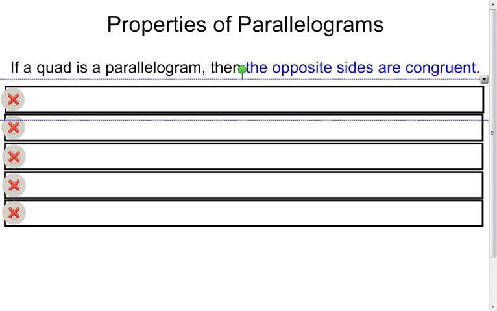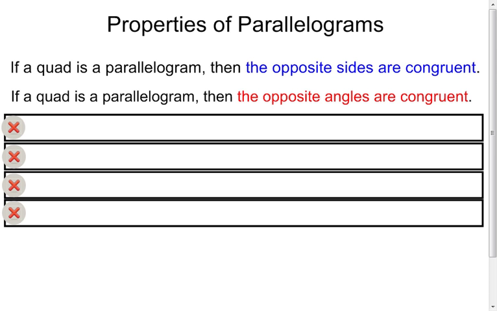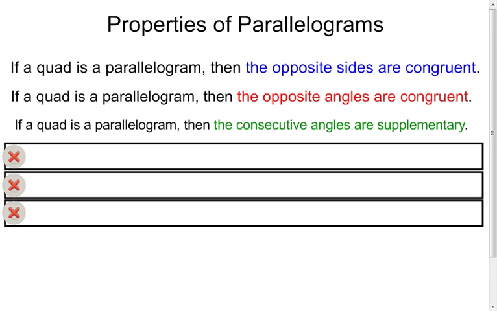My next one deals with the opposite angles, and those are going to be congruent in a parallelogram as well. Again, I put it into an if-then format. Next one I have talks about the consecutive angles, in other words, the ones right next to each other in the parallelogram. Those are going to be supplementary. So if you add them together, it's going to equal 180 degrees.